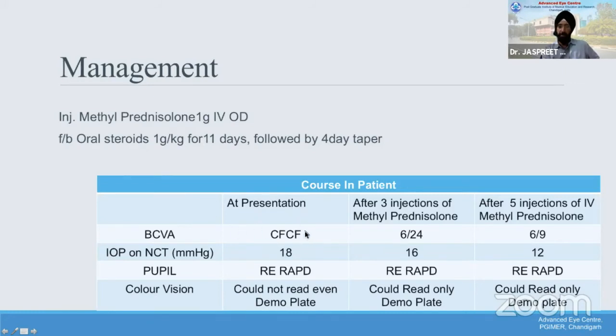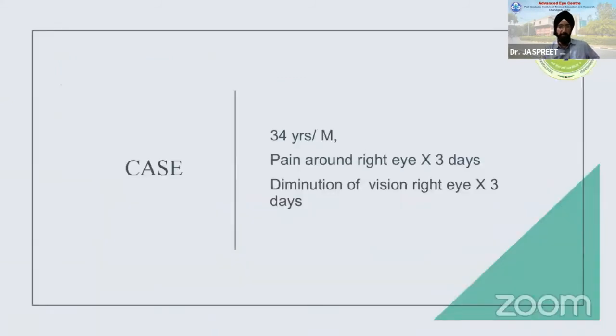So this patient has counting fingers close to face, and after 5 injections, she regains 6/9, and she's quite happy with it. The RAPD was persisting. Her color vision was down as well. So this shows the importance of holding on these patients, managing them aggressively in the early phase, and not letting the investigations rule your acute management.